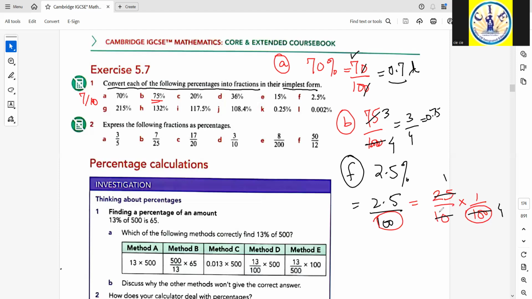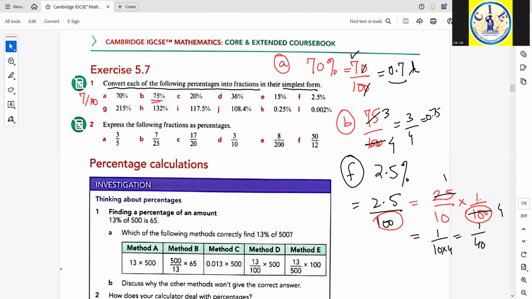And then we are having 1 by 10 times 4. That is 1 by 40. So that is the simplest fraction that was required of us. And the same way, we can have the conversion of part G, for example.